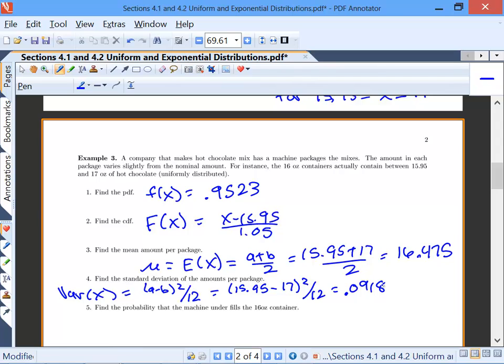0.0918. And if I want the standard deviation, how do I get to the standard deviation? Just take the square root of my variance. 0.303. How do you feel about that?